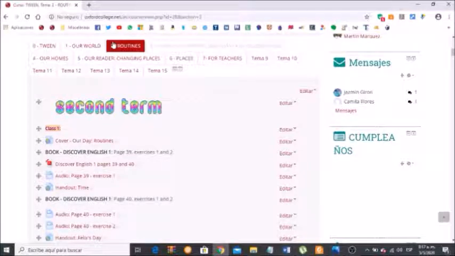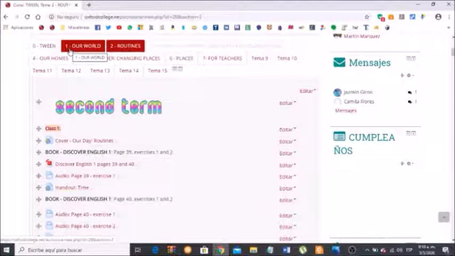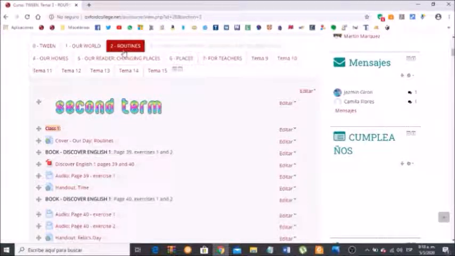Hasta el momento, ustedes venían ingresando a la primera pestaña que correspondía al primer proyecto que trabajamos en el primer bimestre. A partir de ahora, las clases las van a encontrar en la segunda pestaña que corresponde al segundo proyecto de este segundo bimestre. Okay, and as always, we are going to start with a new topic with a new cover. Entonces, como siempre, como ustedes ya saben, vamos a iniciar un nuevo proyecto con una nueva carátula.